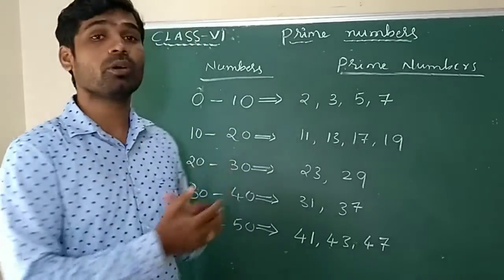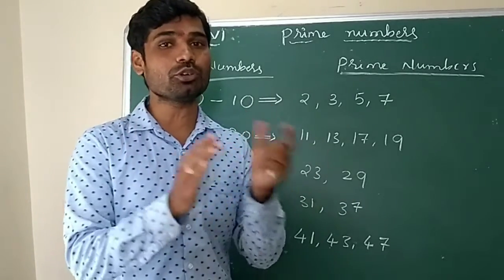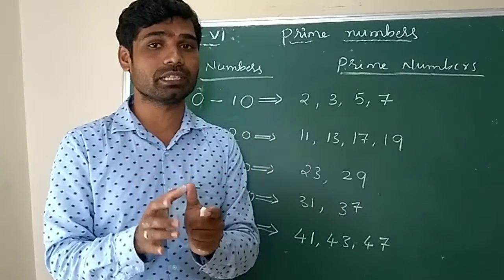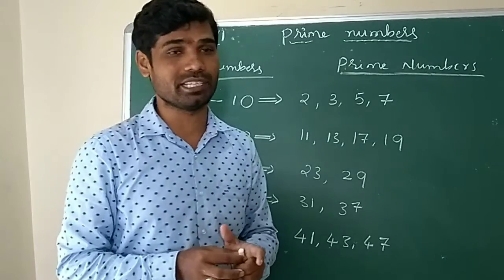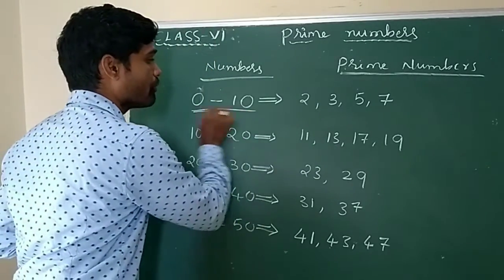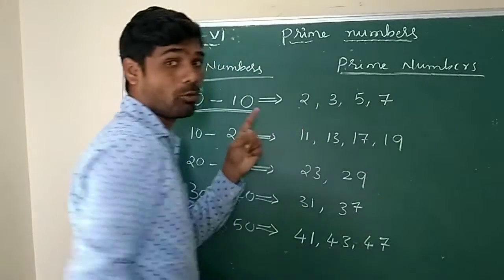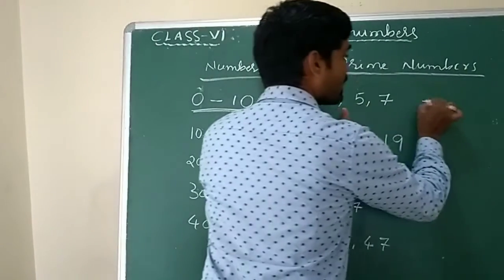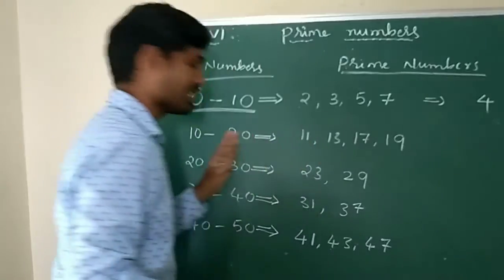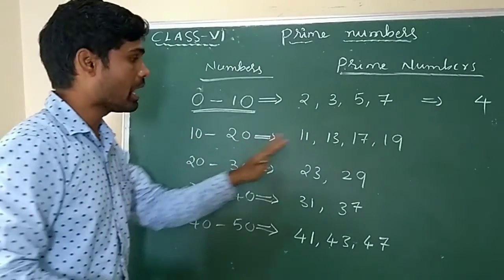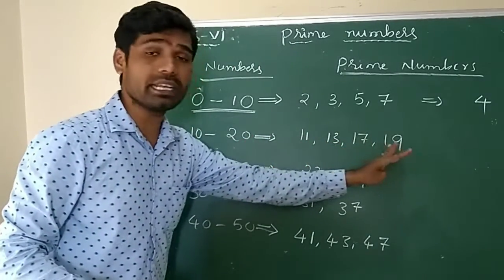So you can see now the prime numbers between 0 to 50. What are the prime numbers? Then how can we remember them easily? See now, from 0 to 50, what are the prime numbers? 2, 3, 5, 7. How many are there? 4. The next, from 10 to 20: 11, 13, 17, 19.